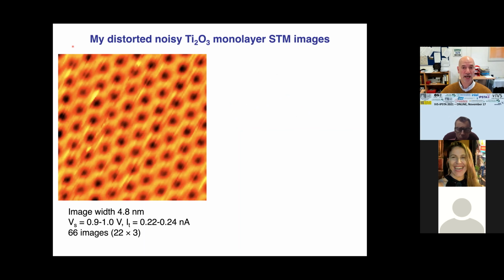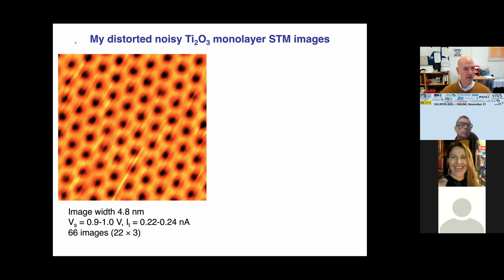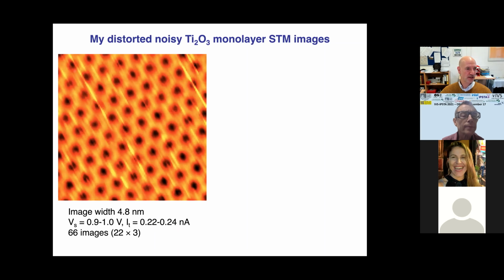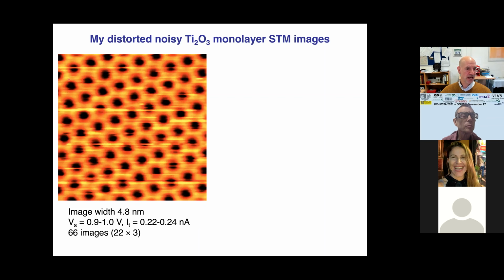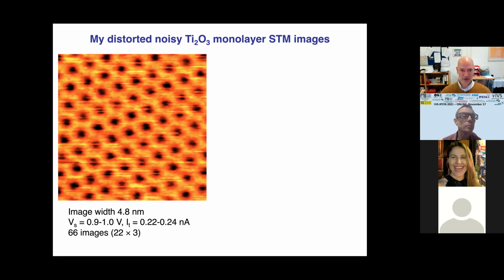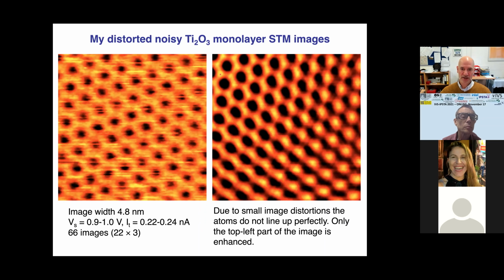So what might happen if you average lots of STM images? Well, I've lined them all up here, and I'm going to average 66 images. Let's see what happens. So here are 66 images. I've lined them all up at the top left-hand corner, and I've done it to the best of my ability, by hand. And the result that I get is this. Where I've lined them up by hand, they look pretty good. But down here, that's clearly no longer representative of the structure that I had here, which was a honeycomb structure. And this is due to small image distortions.